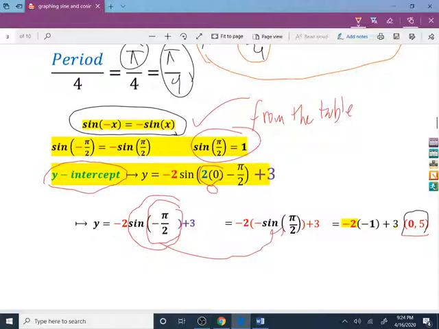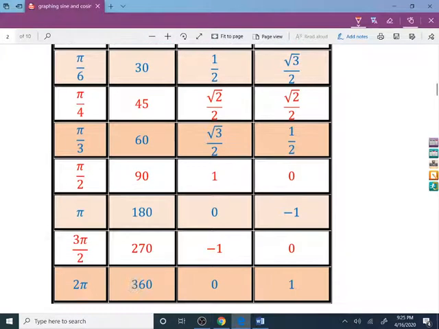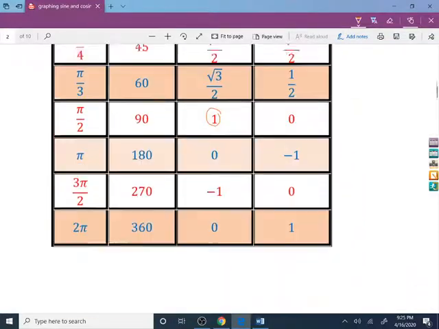The first rule: sine of negative x equals negative sine x. You see the negative goes out. Example: sine of negative pi over 2. The negative goes out, negative sine pi over 2. Sine pi over 2 from my table, look back, this pi over 2 here. Sine pi over 2 is what? 1. Good?